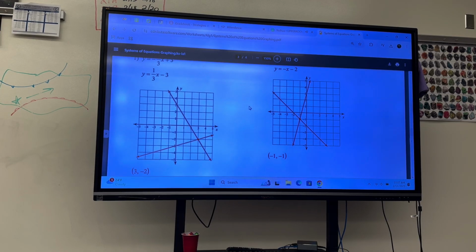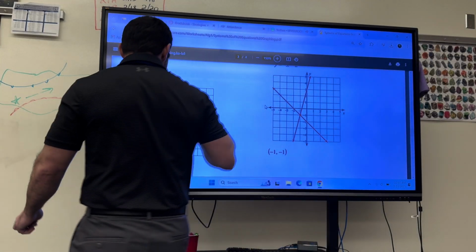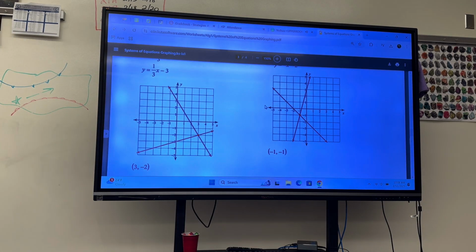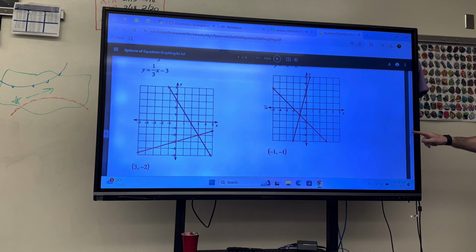So, here is 1 and 2 graphed. If you need me to show you how we got this, please let me know. The only thing that matters is where they intersect. The only thing that matters are where my 2 lines that we've graphed intersect. Questions on this?